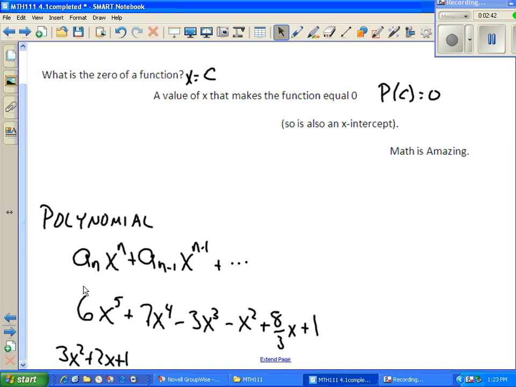The formal definition of a polynomial tends to look really scary: a sub n x to the n plus a sub n minus 1 x to the n minus 1, and so on. Really, the idea with the polynomial is you have just one variable, these powers of x. Any of the exponents on the x are nice positive integers, like an exponent of 5, an exponent of 4, an exponent of 3. No negative exponents on the variables, no fractional exponents on the variables, and then the coefficients are real numbers. So something like 3x squared plus 2x plus 1, a quadratic, is just a second degree polynomial. The degree of the polynomial is the size of the biggest exponent. So this one's a fifth degree polynomial here.